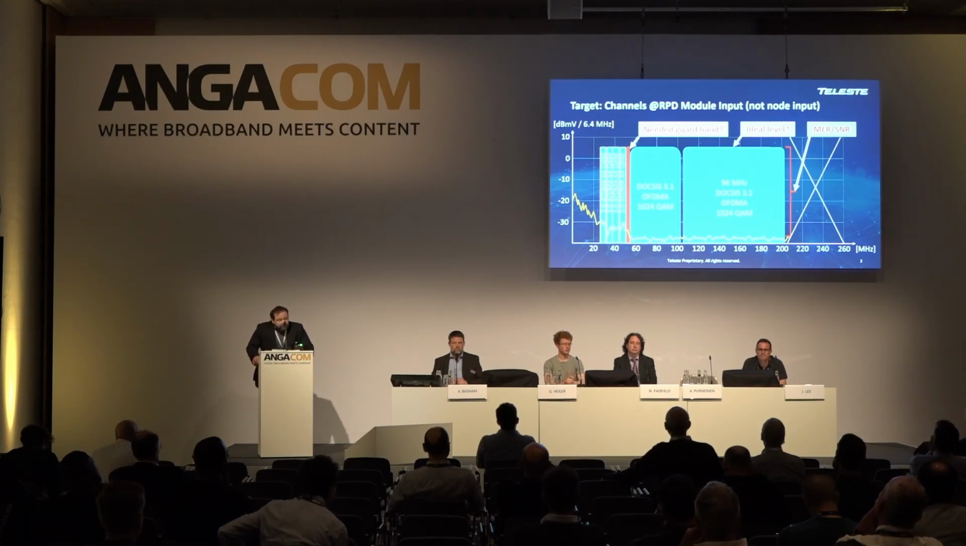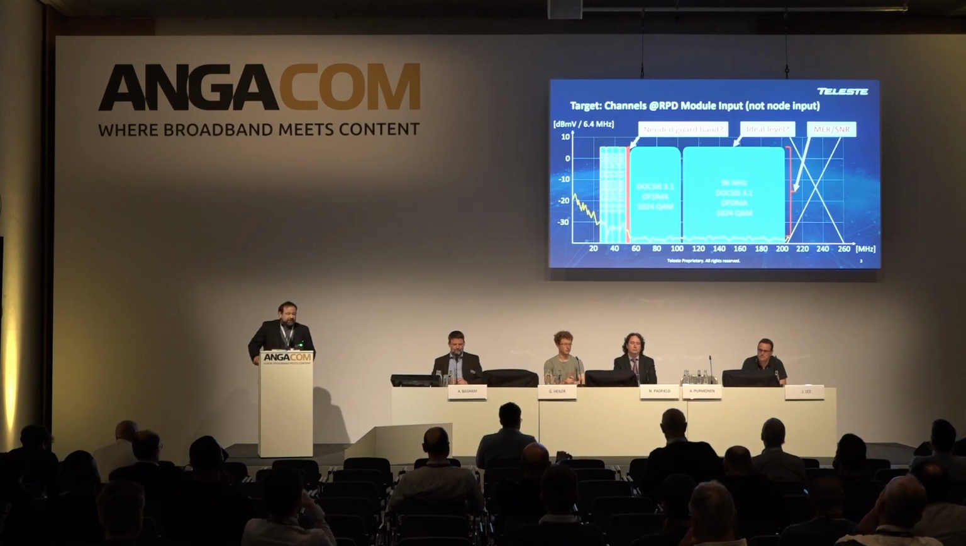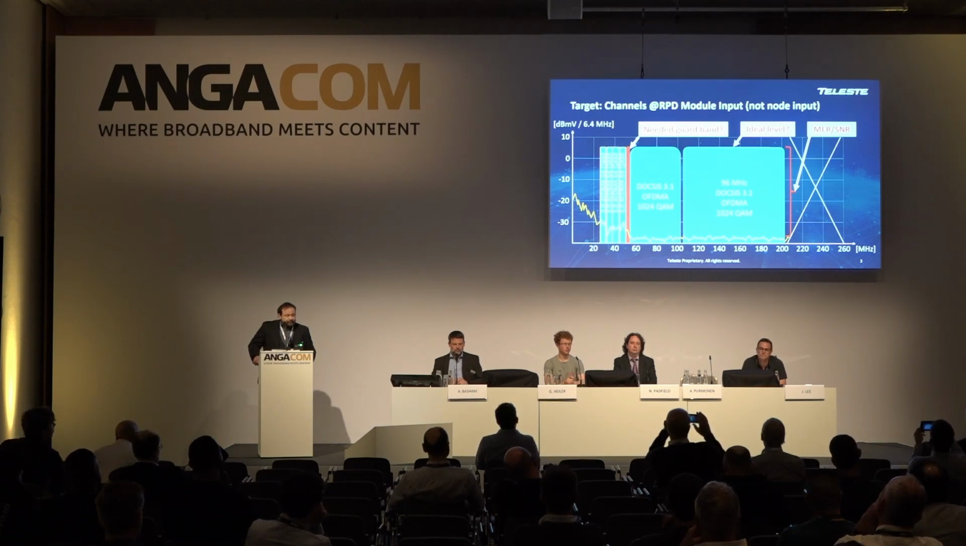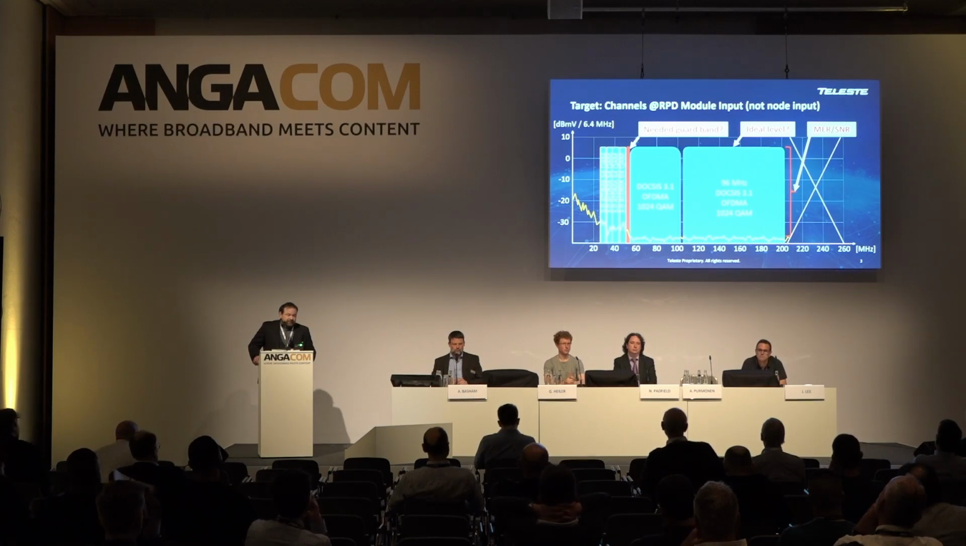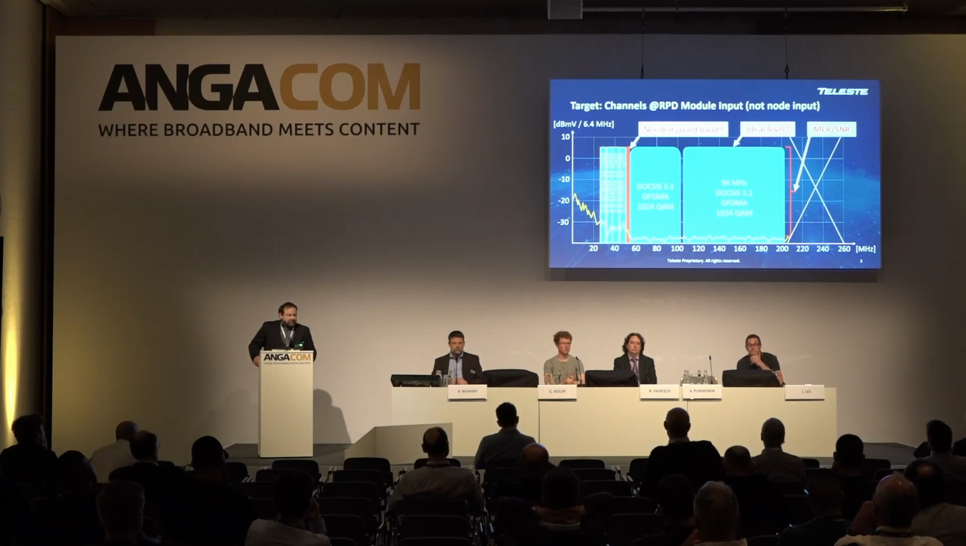So I'm now basing all these calculations on the idea that you have remote PHY or remote MAC PHY at the field. And here you can see the input levels, so not the node input level, but the RPD module input level. And what you most likely want to see when you are using the return path up to the 204 megahertz.